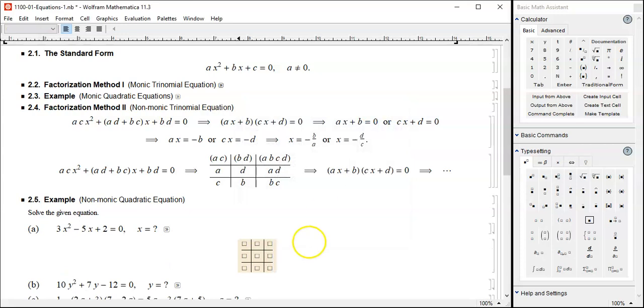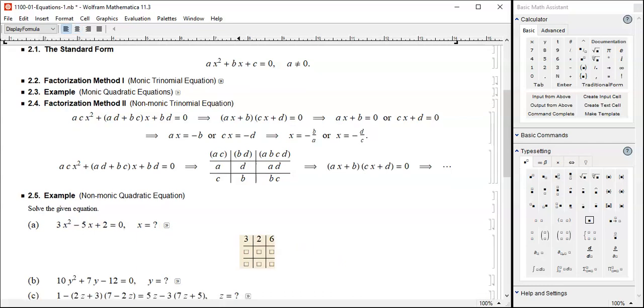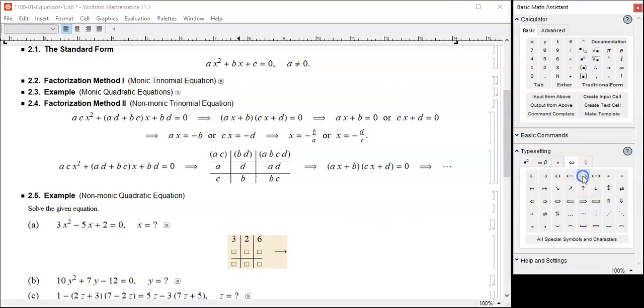Okay, here we go. The first coefficient times the third coefficient and multiply together, and we get 6. 3 times 2 is 6. Does it make sense? First times third. Okay. Next.